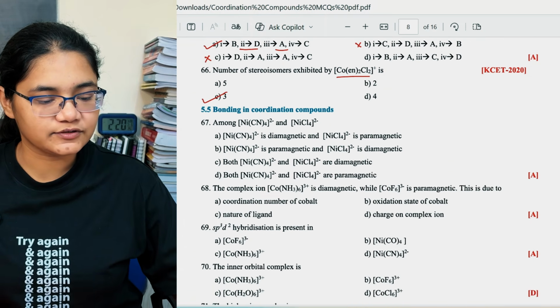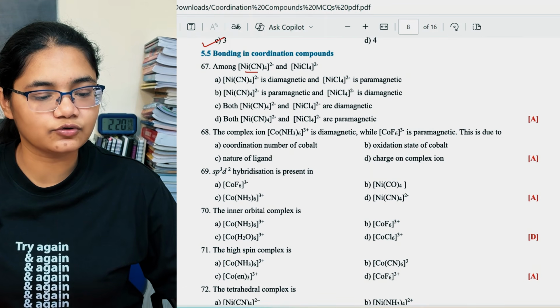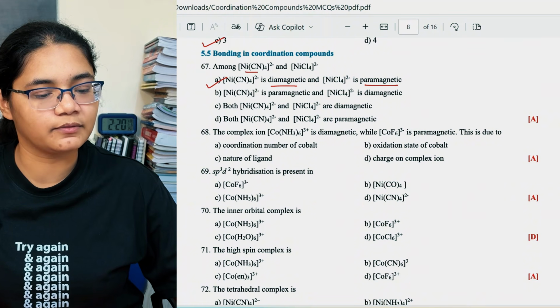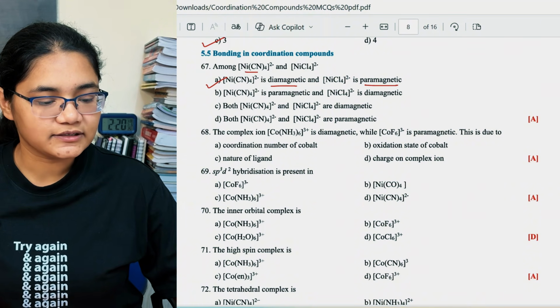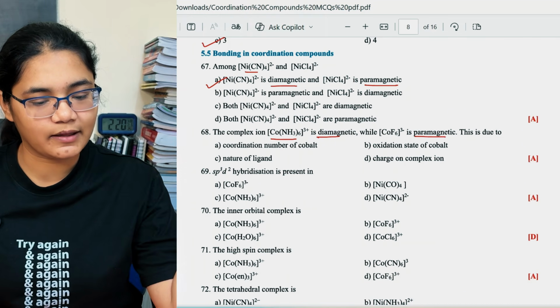Okay. Next is question number 67. Among the following, if you see, here is a strong field ligand. So this is diamagnetic and this is paramagnetic. So option number A is correct. Next is the question: Co(NH3)6 is diamagnetic, CoF6 is paramagnetic, that is correct.